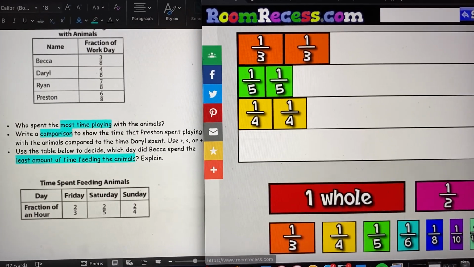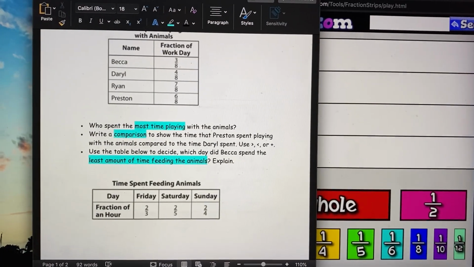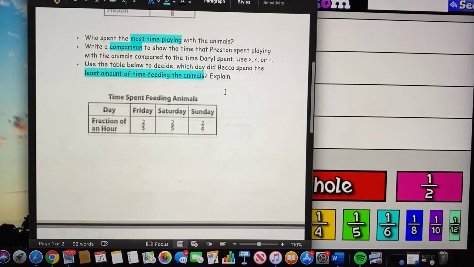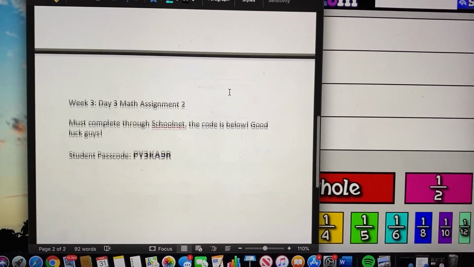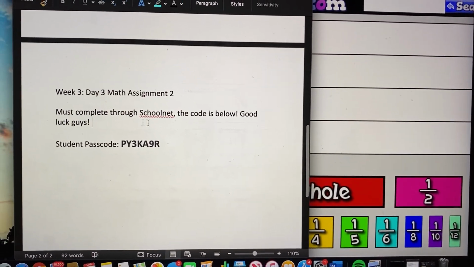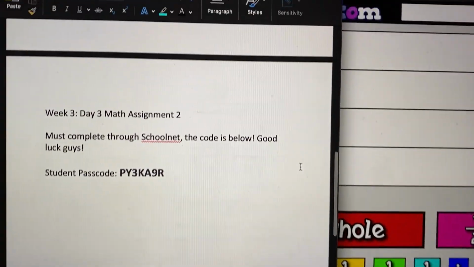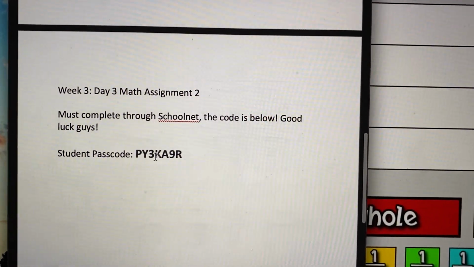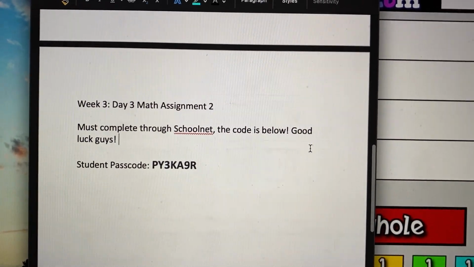Okay? Pretty simple. And guys, for assignment 2, you have to go on SchoolNet. I have it on the bottom here. I just said you must complete it through SchoolNet. The code is below. You already know how to input it. And I wish you good luck.